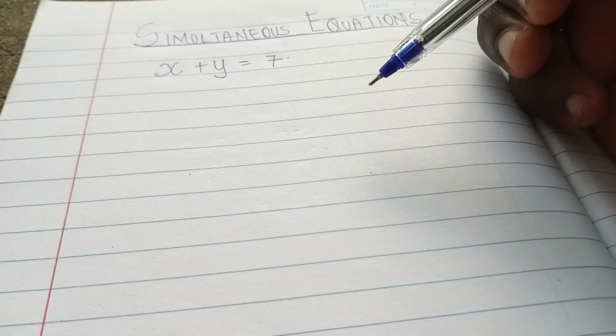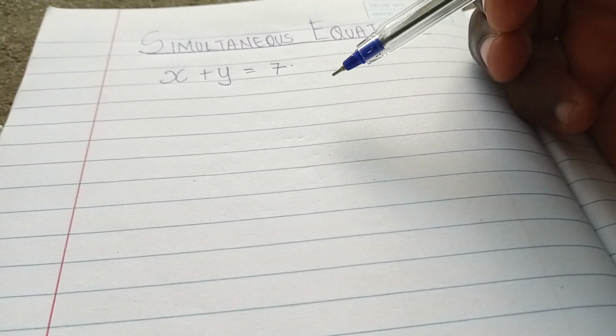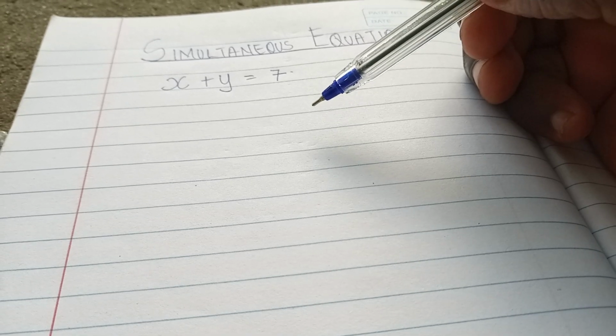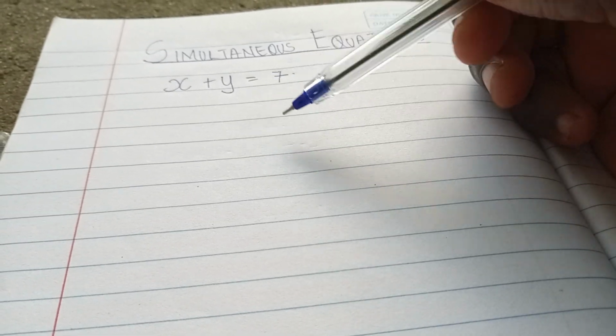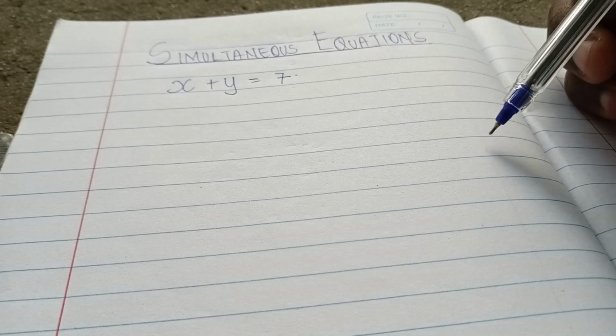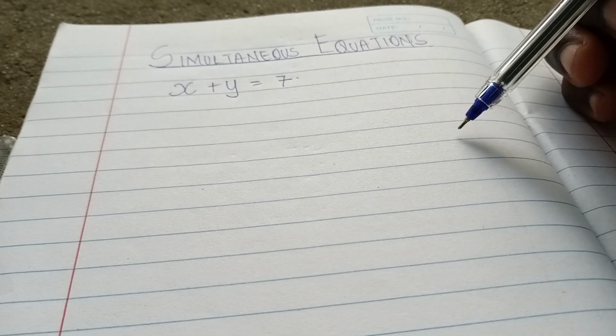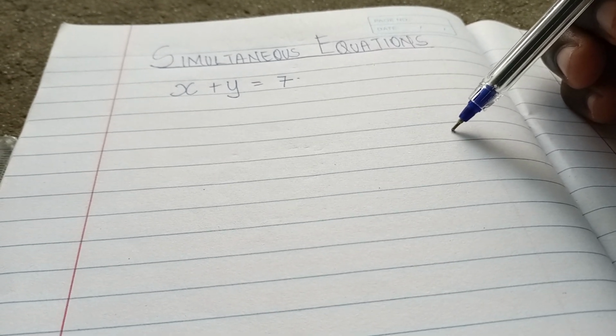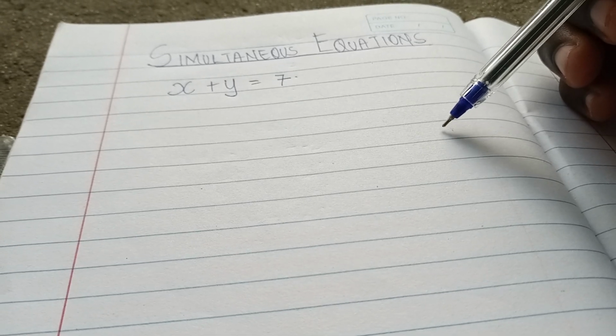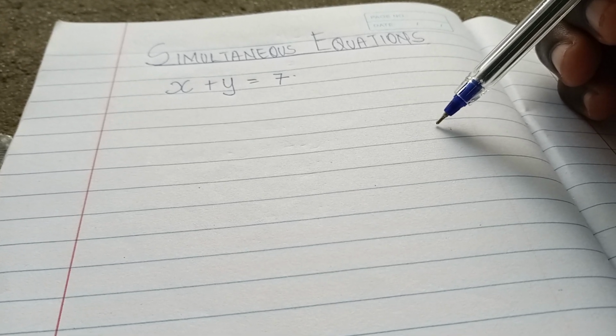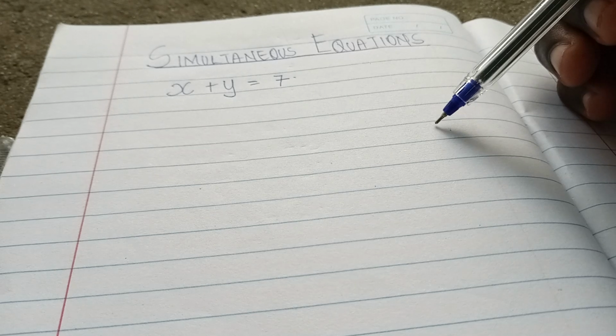Okay, welcome back. Today we are having simultaneous equations. Before we start, make sure you pause the video and try to solve this equation: x plus y equals 7. What answer did you get? It's impossible, right? We cannot solve an equation with two unknowns unless there are two equations.